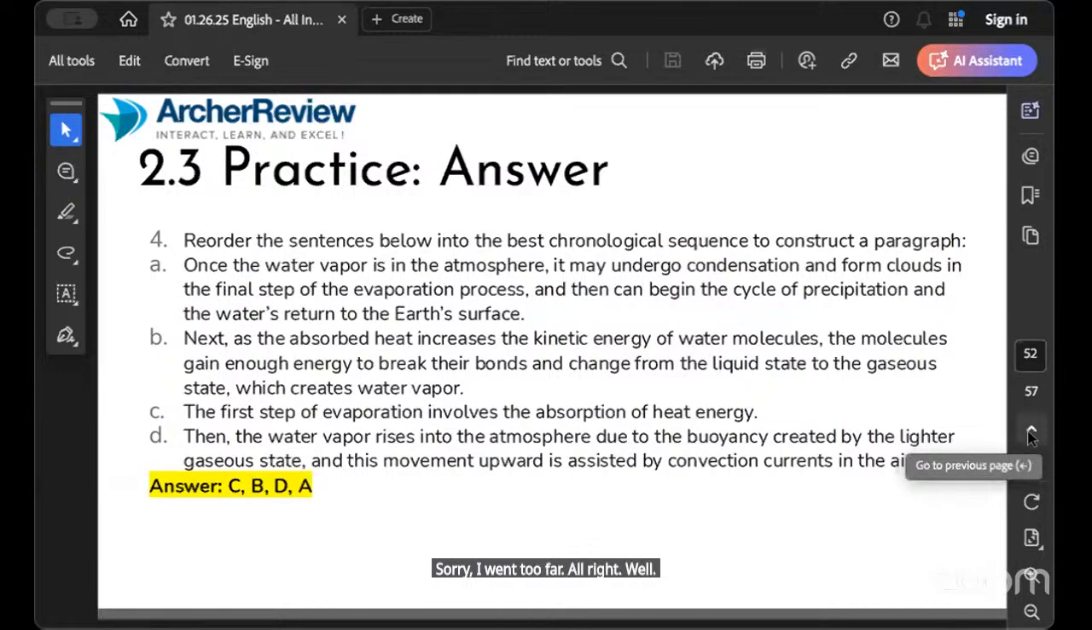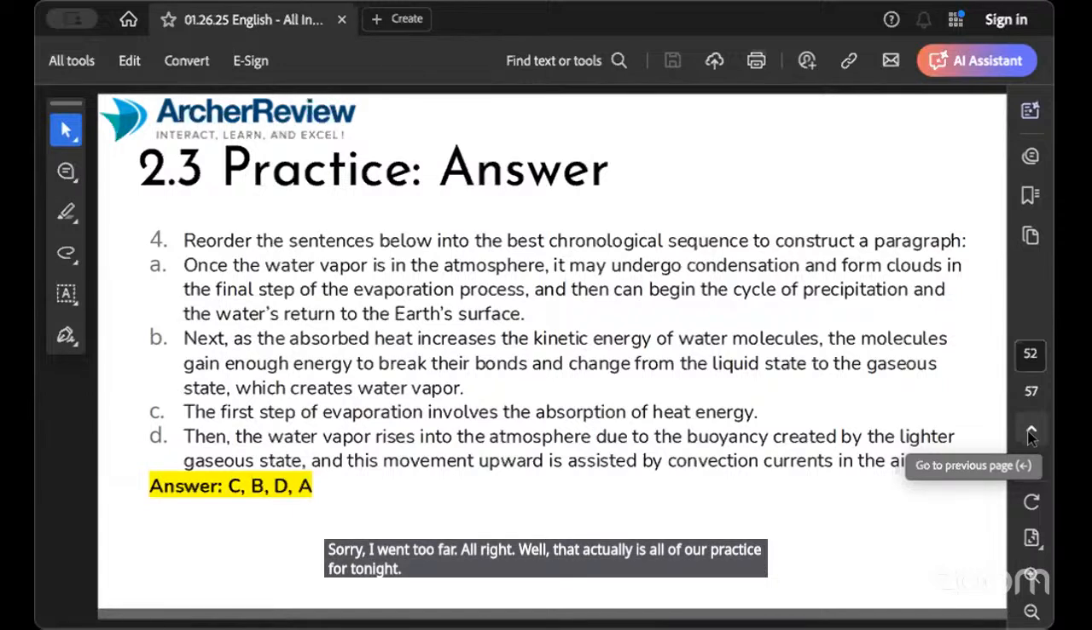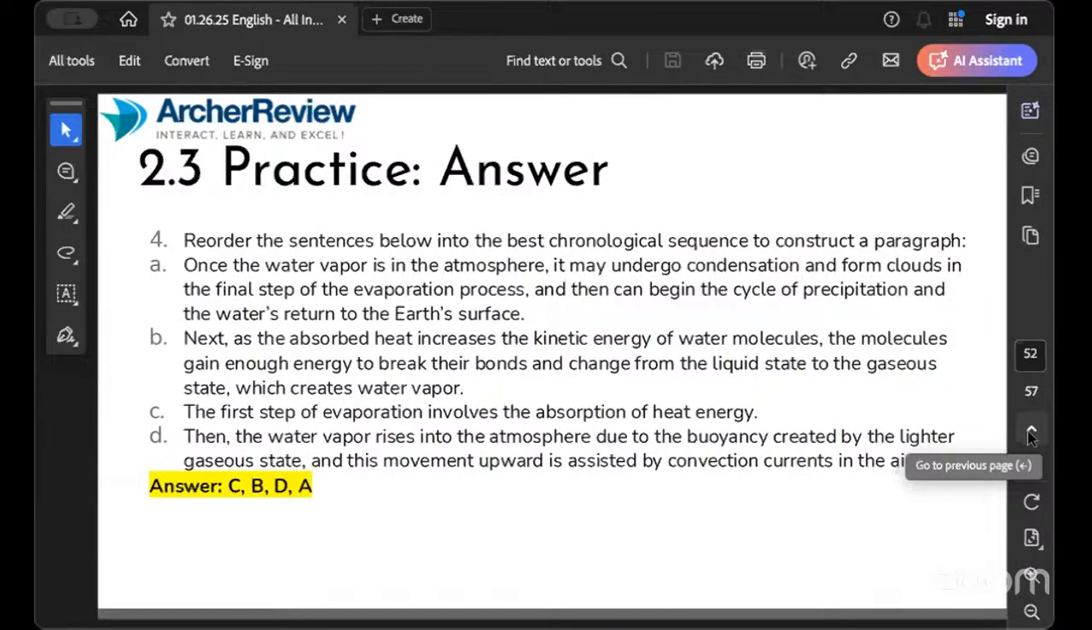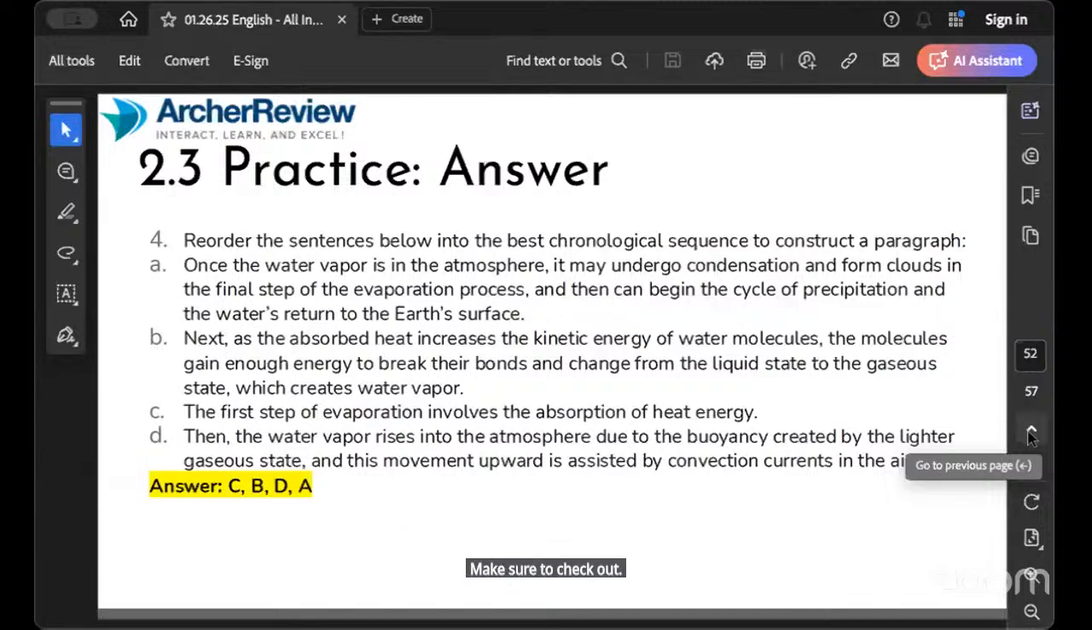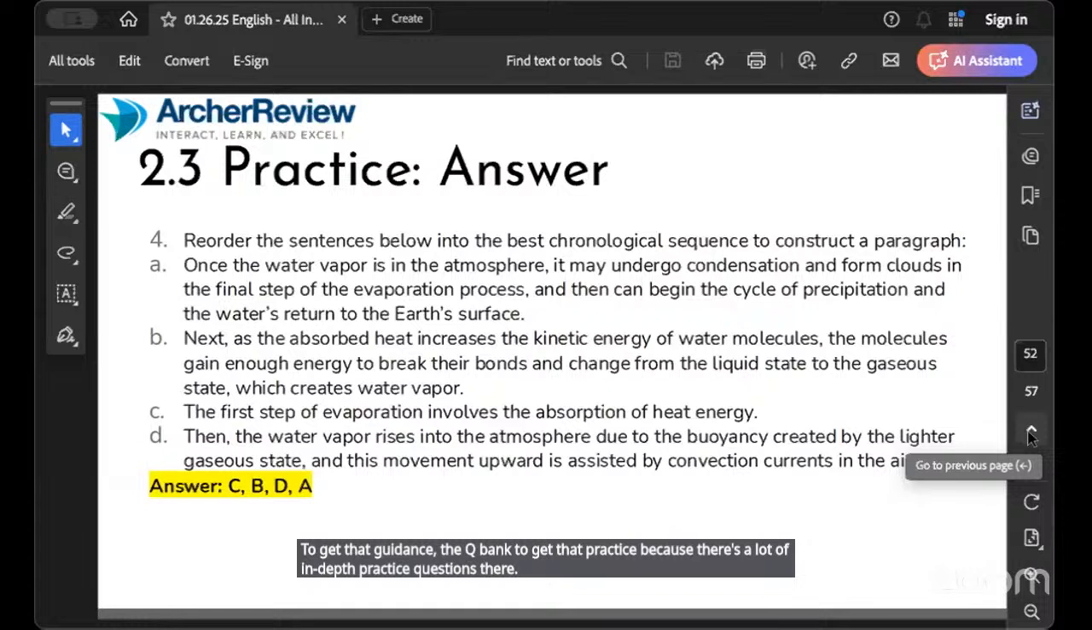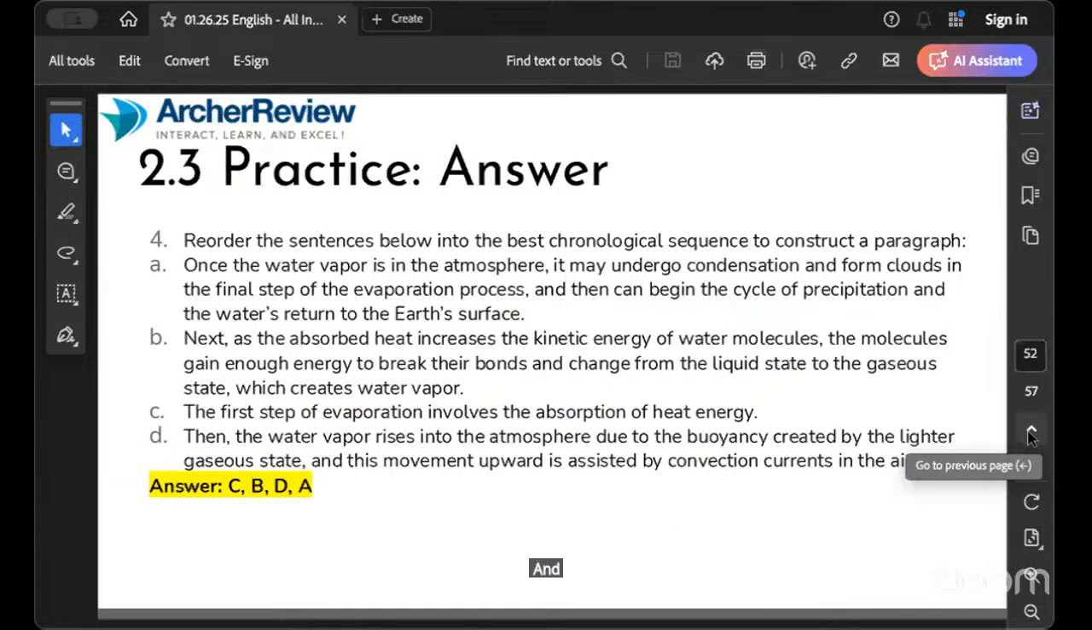All right, well, that actually is all of our practice for tonight. I hope you found this helpful. Again, if there are any areas that you feel like you need a little bit more work on, make sure to check out the on-demand videos to get that guidance, the Q Bank to get that practice, because there's a lot of in-depth practice questions there. And then you can always go back and rewatch.